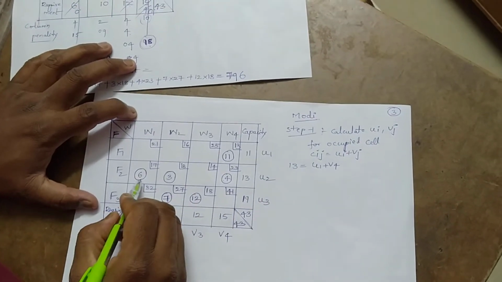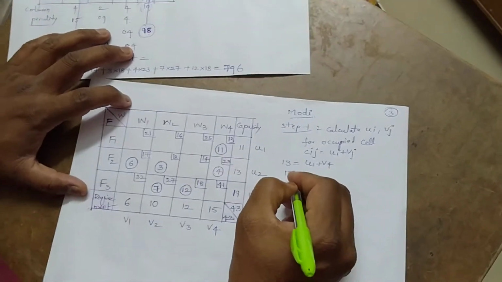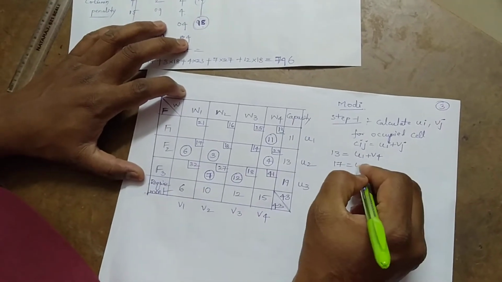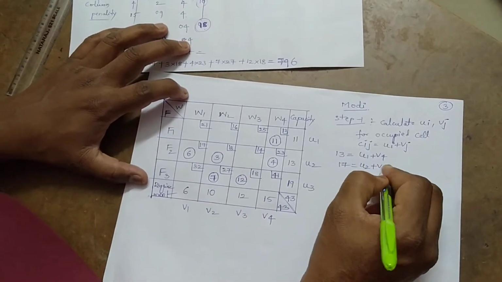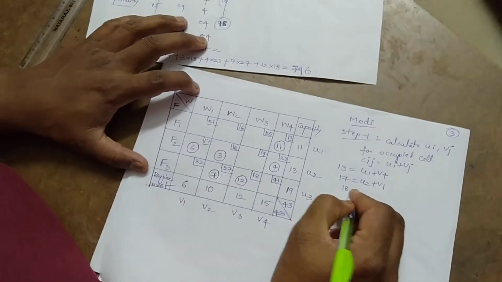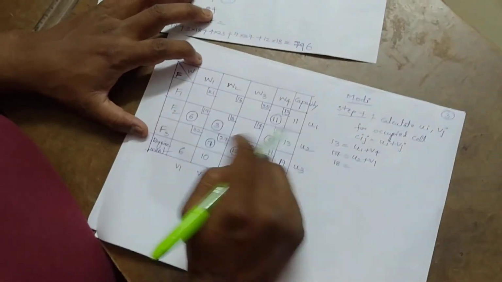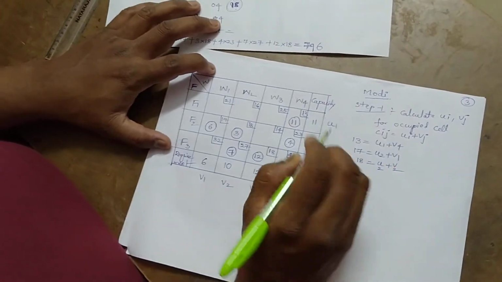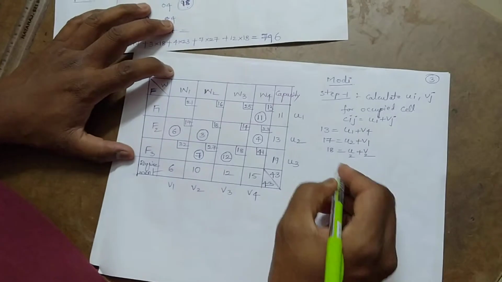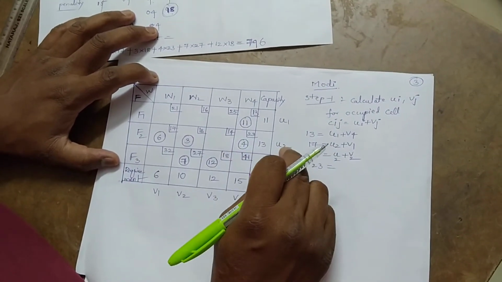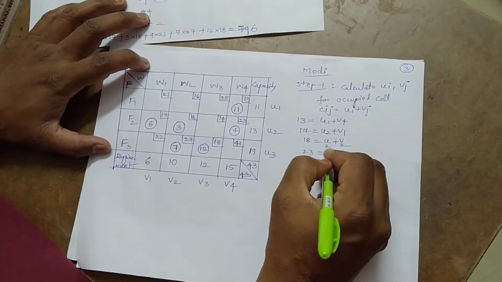Similarly, for the second, 17 is equal to u2 plus v1. Third cell, 18 is equal to u2 plus v2. Okay. Fourth one, 23 is equal to u2 plus v4.